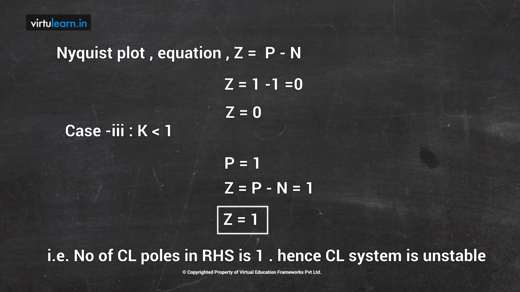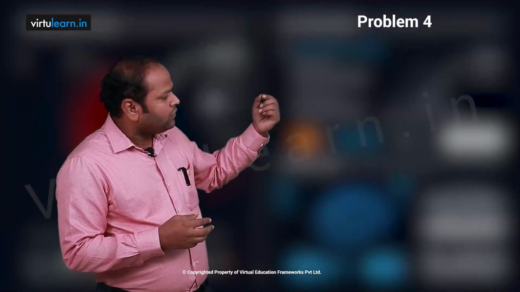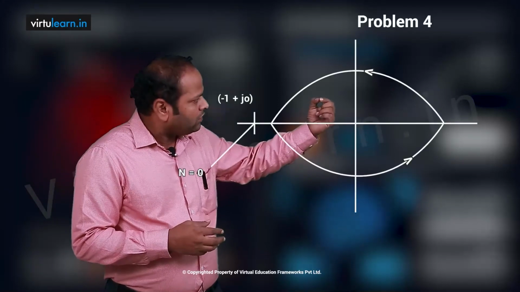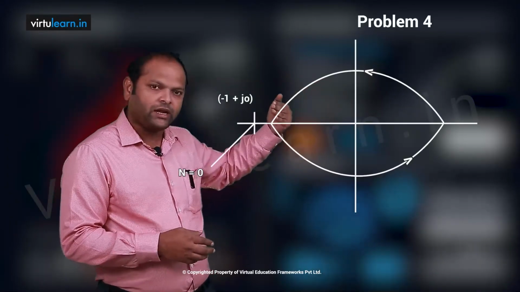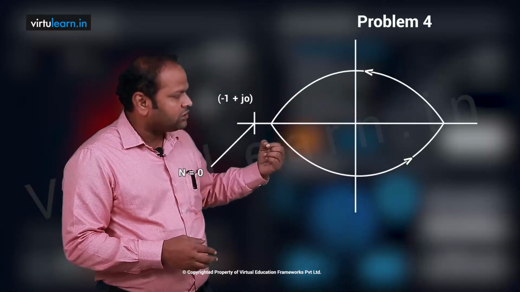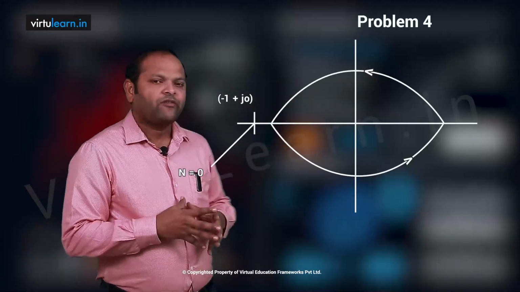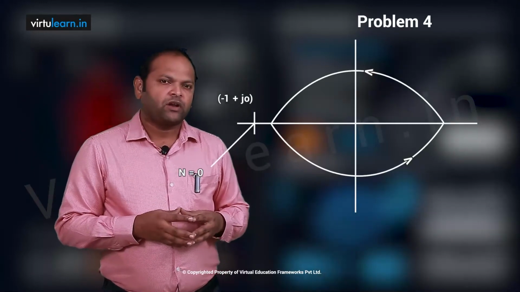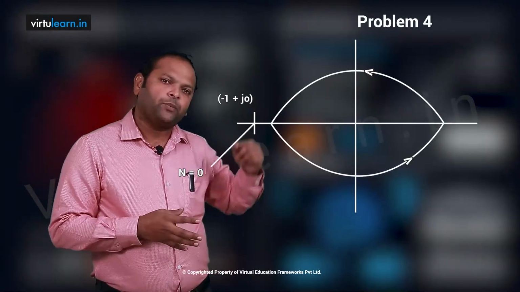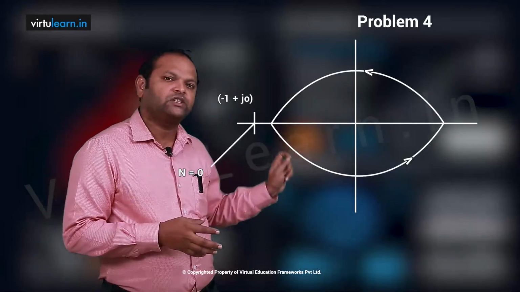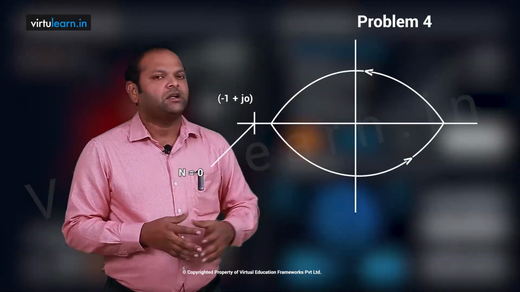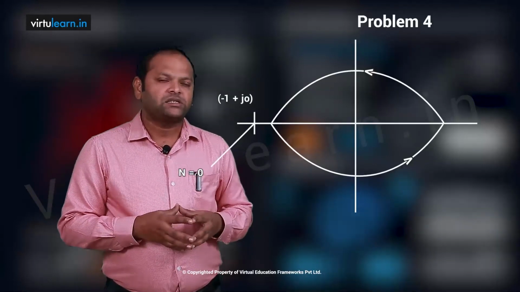Third case, when k is less than 1. When k is less than 1, we can look here: when you draw a line from the critical point, the critical point is away from the entire Nyquist plot. So when you draw this line, the number of encirclements is 0. The p we already know is 1, and z is equal to p minus n, so z is going to be 1, which means the closed loop system is unstable.